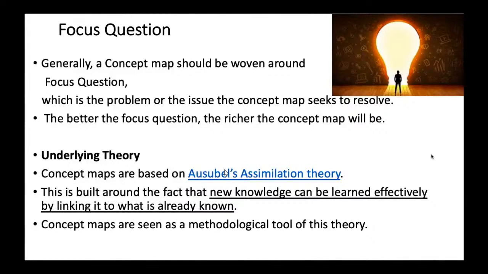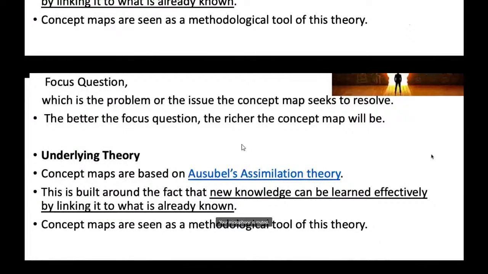So this theory is built around the fact that I can acquire new knowledge effectively by linking it to what is already known to me. So I may know the terminology for one topic or the keywords for one topic. That's all. I do not know much. I do not know the relationships, as a student, as a learner. So I can try making a concept map and I can learn something more than what is already known.